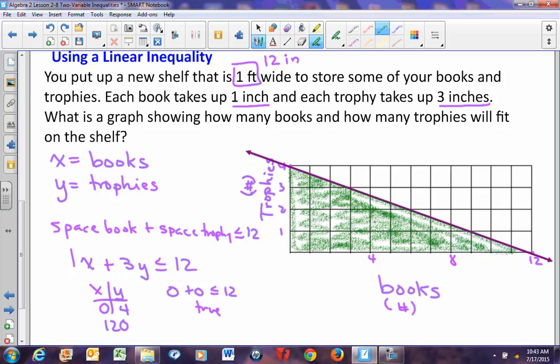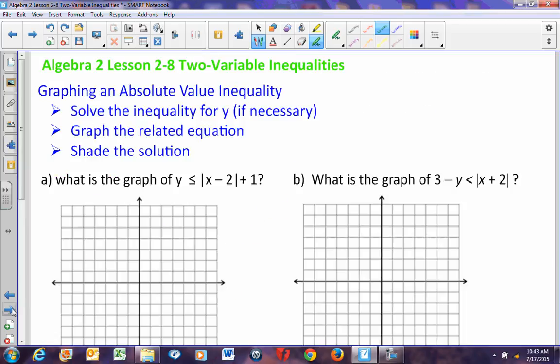Now, we can also solve absolute value inequalities, which means all you're going to do is apply one more rule than what you did in the last lesson. Last lesson, we learned how to graph absolute value graphs. We learned how to transform them. So now all we have to do is shade them when we're done.